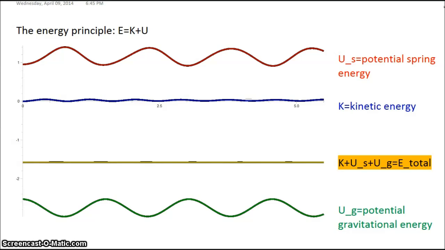As we would expect, potential spring energy is positive and varies with the oscillation of motion. The potential gravitational energy is negative and varies with the oscillation of motion. The kinetic energy is near zero. We didn't expect the mass to have much, and the total energy is constant.